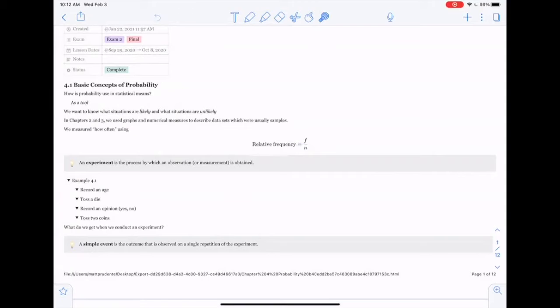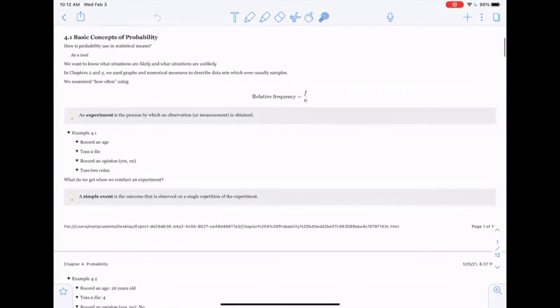And so where do these things come from when we talk in terms of a probabilistic sense? They come from what we call an experiment. An experiment is a process by which observations or measurements are obtained. So examples are like recording someone's age, tossing a die, recording an opinion on a poll, or tossing coins in the air.